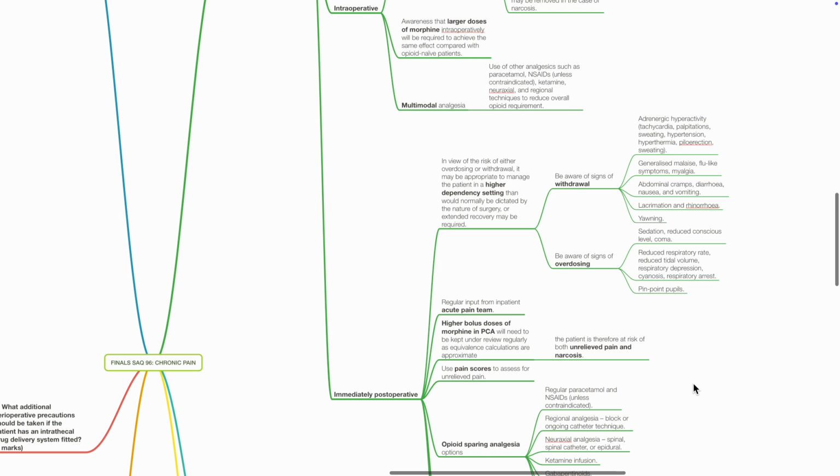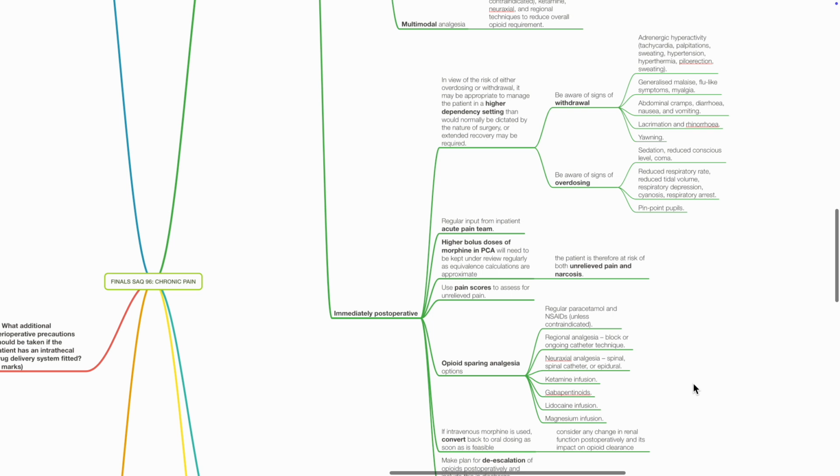Be aware of signs of opioid overdosing, such as sedation, reduced conscious level and coma, reduced respiratory rate, reduced tidal volume, respiratory depression, cyanosis and respiratory arrest, and pinpoint pupils. Ensure regular input from the inpatient acute pain team. Higher bolus doses of morphine in PCA will need to be kept under review regularly, as equivalence calculations are approximate. The patient is therefore at risk of both unrelieved pain and narcosis.